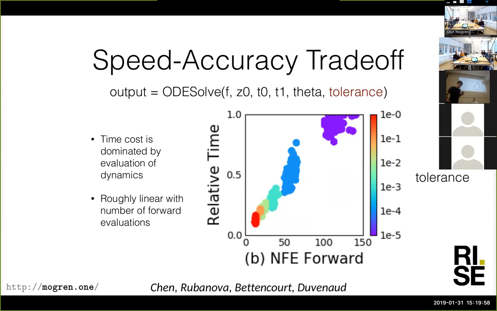With the tolerance, they show that they can change the speed. They can make a trade-off between speed and accuracy. So with this higher accuracy, they also make more calls to the function. That's, I guess, fairly obvious.